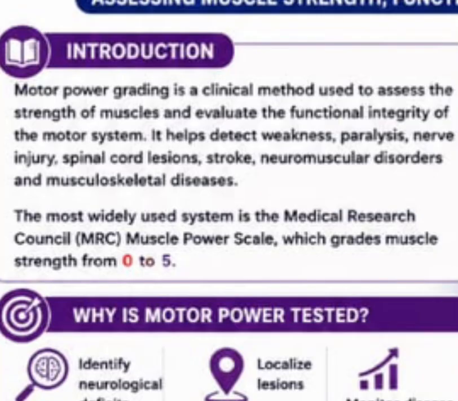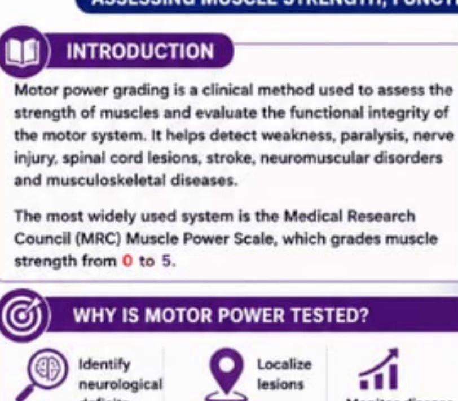It's used to detect weakness, paralysis, nerve injury, which you call neuropathy, or spinal cord lesion, maybe when there's any damage to any part of the spinal cord, or stroke, which is an upper motor neuron lesion, or a neuromuscular disorder. Maybe the patient has a persistent, maybe congenital neuromuscular disorder that came from birth. Any of these will cause the muscle to be weak.